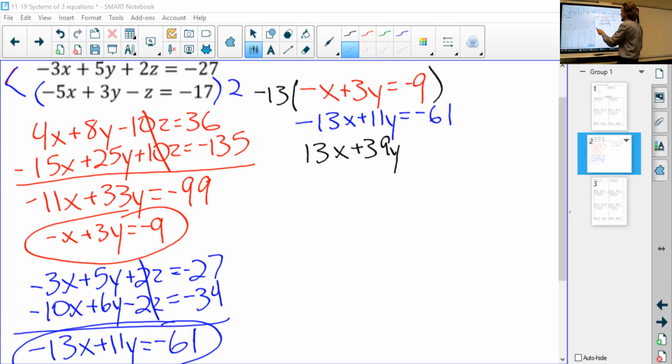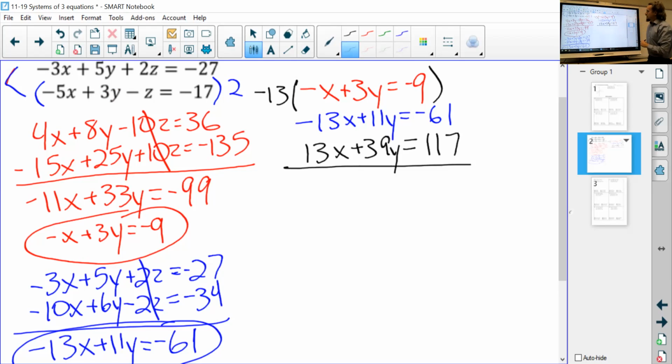What did I say? 13 times 9, 117. Okay. Thank you, calculator. Those are both negative, so that's going to be positive. Okay, so all I did there was I just multiplied this whole red equation by negative 13.